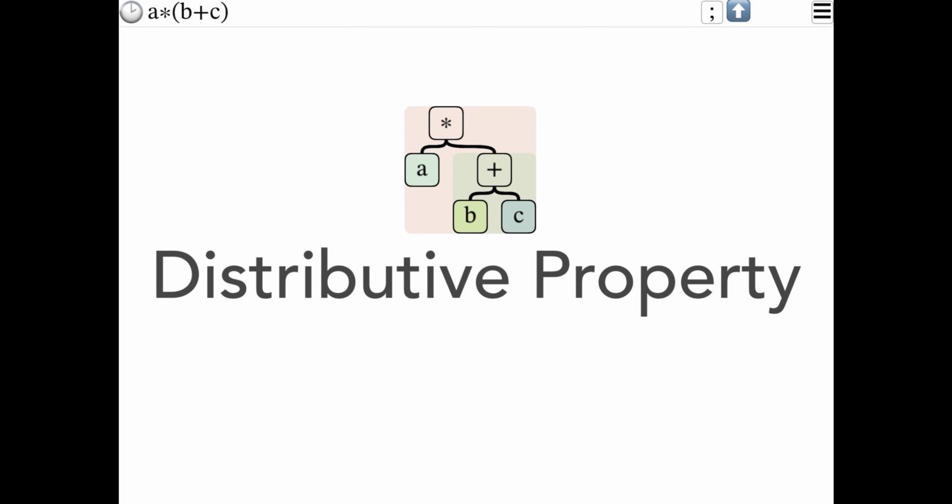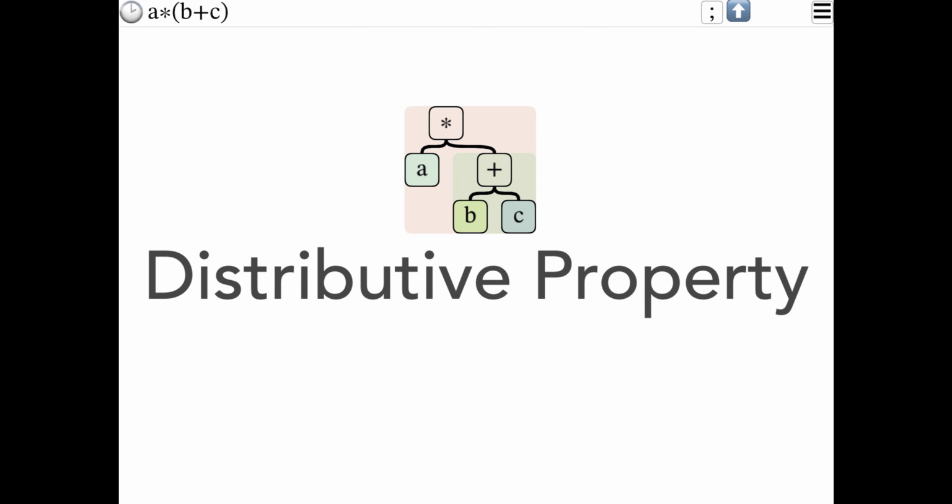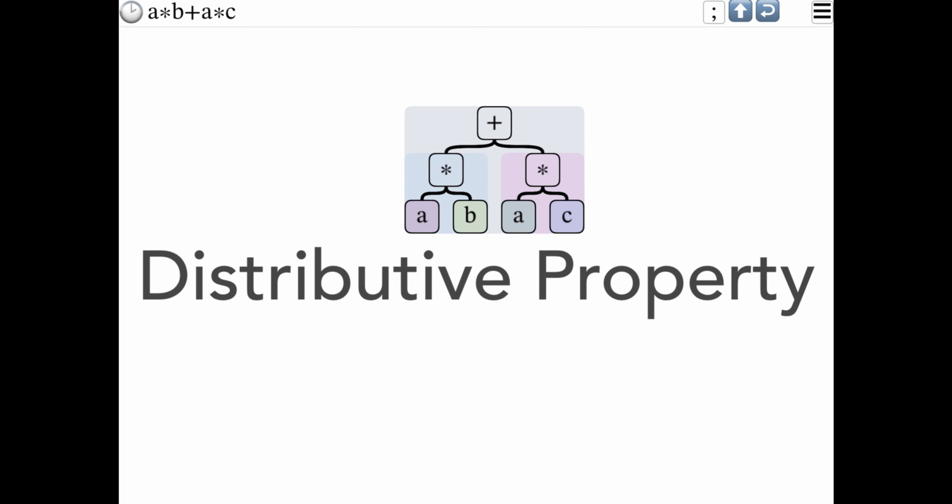The distributive property is useful in many situations in algebra. You'll want to get to know it well.